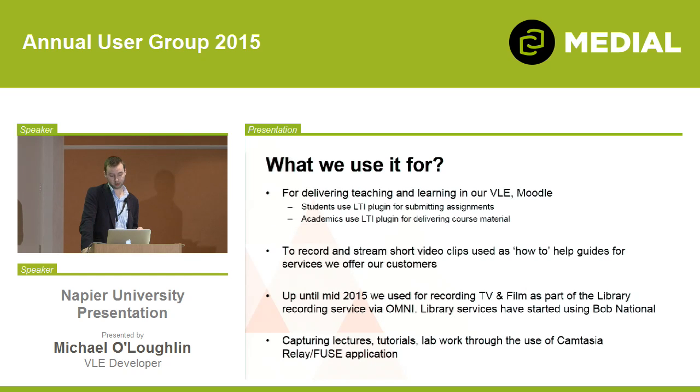Up until mid of this year, we had been using the TV and film recording via the Omni service, and that was mainly used by our library team. However, in the last few months, they've moved to Bob National. I'm not too sure, does anybody know what Bob National is? Yeah, it's Box of Broadcasts. We found that a lot of our library team were just recording everything, even though it wasn't being used. We ran some stats recently, and the number of films that were being recorded and nobody actually viewing them was amazing. So storage requirements wise, that's massive.